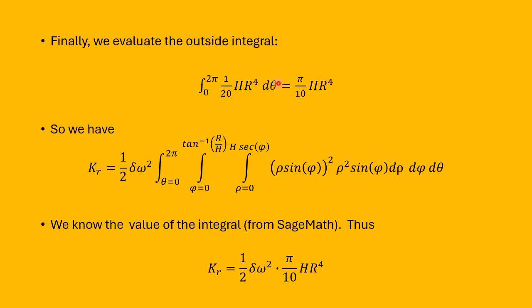So that tells us then that the rotational kinetic energy is 1/2 the mass density times the angular speed squared times that integral that we just evaluated. And we know the value of this integral. We just found it up here by Sage Math. So the rotational kinetic energy equals this factor, which is right here, times this iterated integral, and its value is right here.